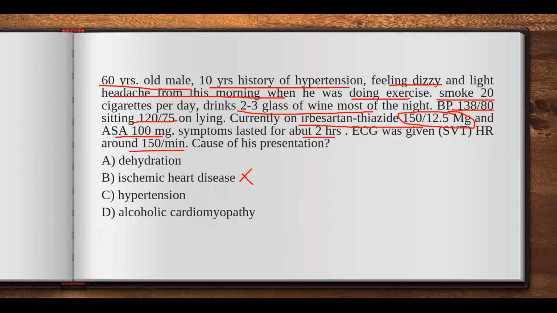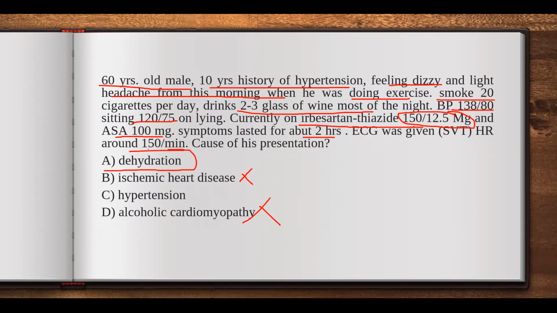Hypertension can be a cause, but again, not a very promising one. Alcoholic cardiomyopathy is unlikely for someone who is just drinking two to three glasses. Two to three glasses of wine doesn't cause alcoholic cardiomyopathy. It would take a massive amount of wine to cause cardiomyopathy induced by alcohol.